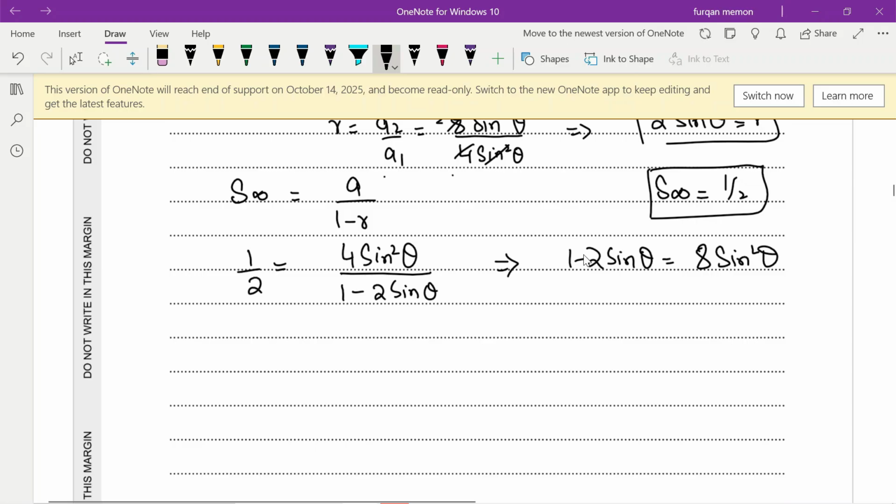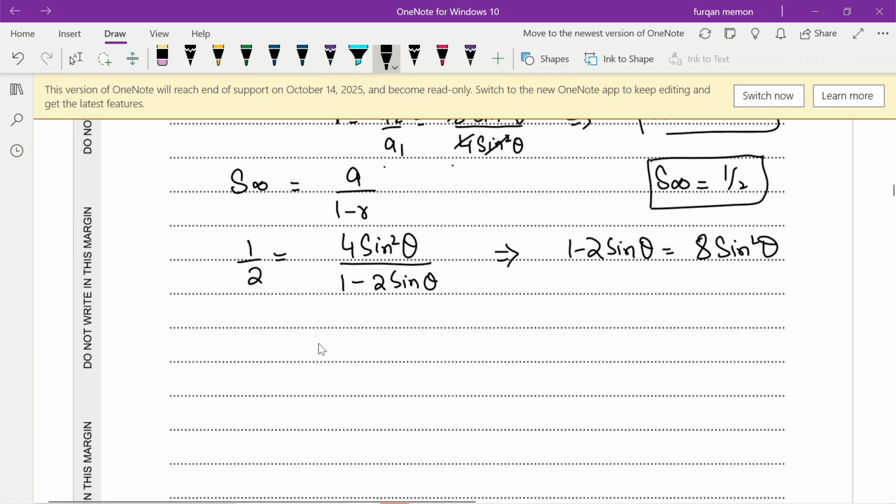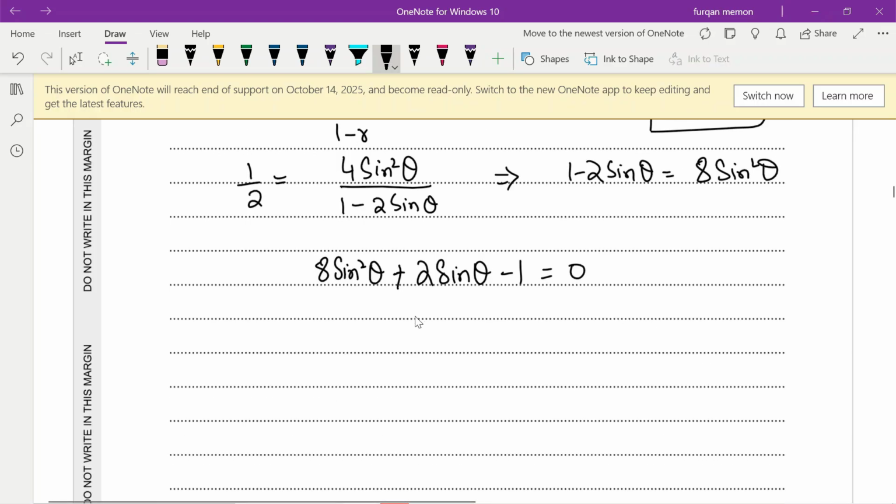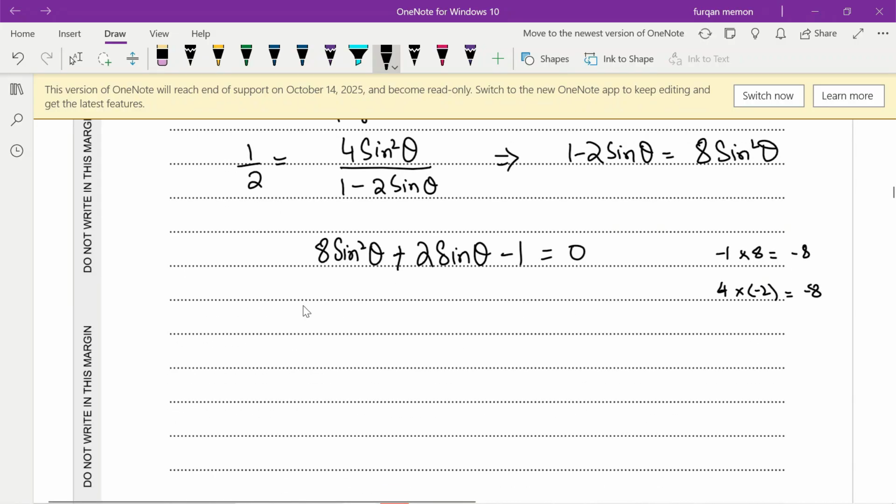So when we switch these terms to the right side, it will become 8 sine squared theta plus 2 sine theta, and 1 will be negative. This is a quadratic equation, and we can apply the quadratic formula or we can use factorization. Factorization is easy in this case, for example, negative 1 times 8 is negative 8, and positive 4 times negative 2 is equal to negative 8. So we can use factorization.